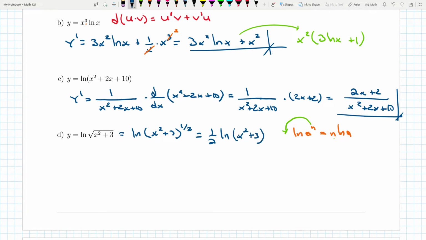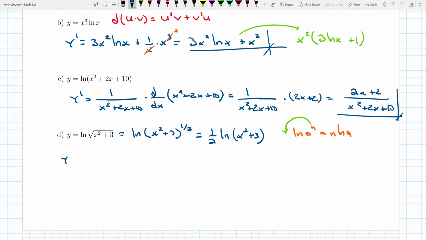All right. So this is not calculus yet. This is only algebra. So we are using the properties of logarithms so we can take the derivative of the function in an easier way. So let's find the derivative now.